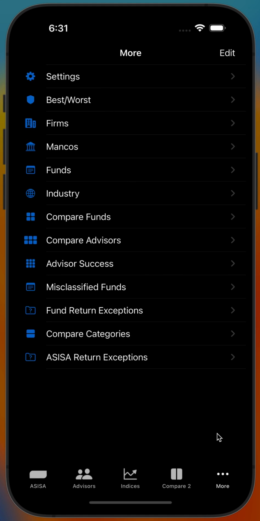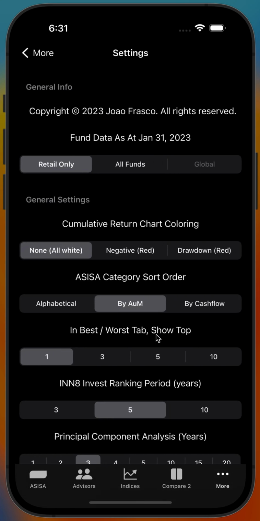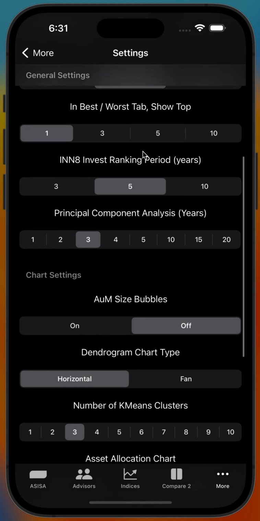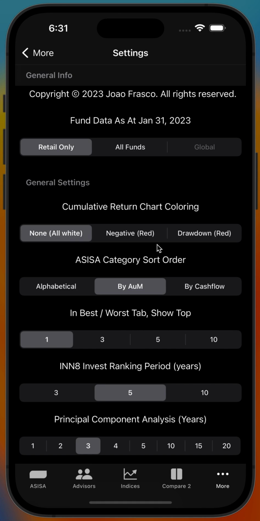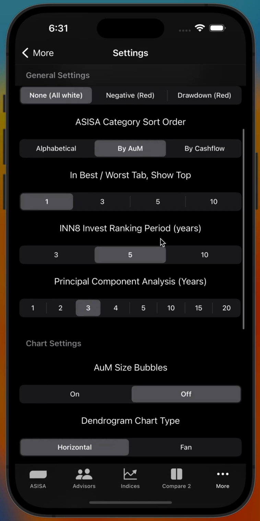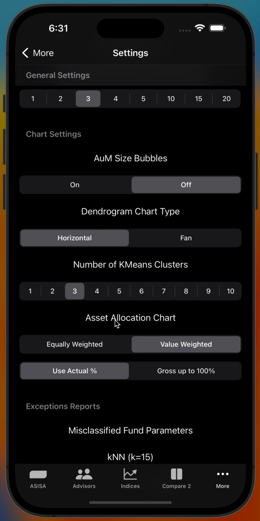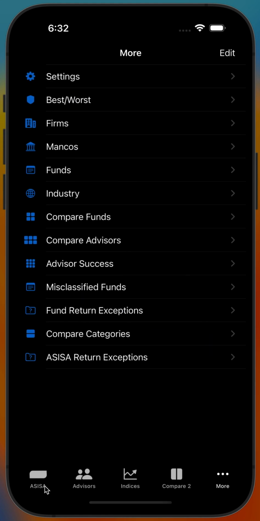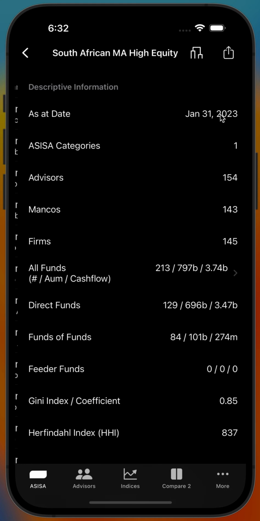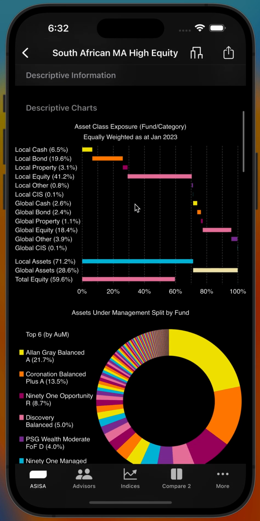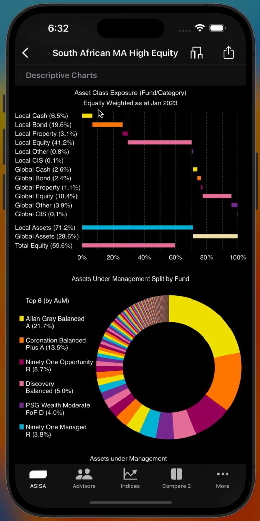I'll show you that by quickly clicking on the More tab there, going into settings, and here you'll be able to see, if you scroll down, sorry, where is it? Find it now. There we go. Asset allocation chart. Is it value weighted or equally weighted? If you wanted to, you could change that to equally weighted and just go back to that ASISA category. Let's go out and back in, and we'll see it's been updated to equally weighted.